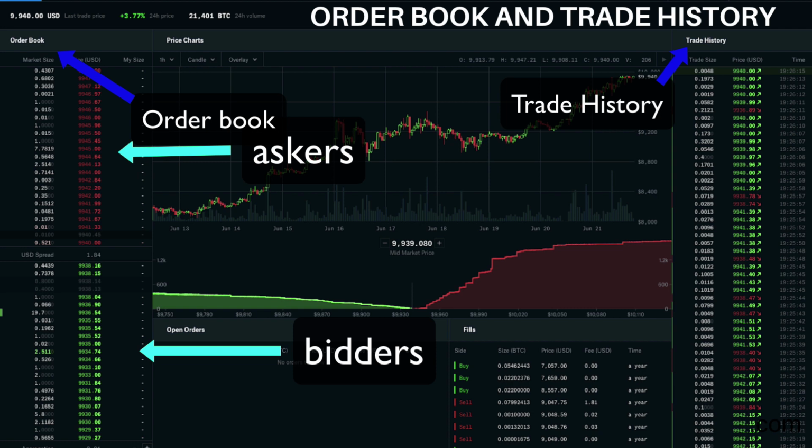Do not just pay attention to the color, because bots can spam this and make it appear all green or all red with incredibly small orders. So when looking at the order book and, more importantly, when looking at the trade history, pay attention to the sizes of the orders. The bigger numbers show what direction the momentum is going.